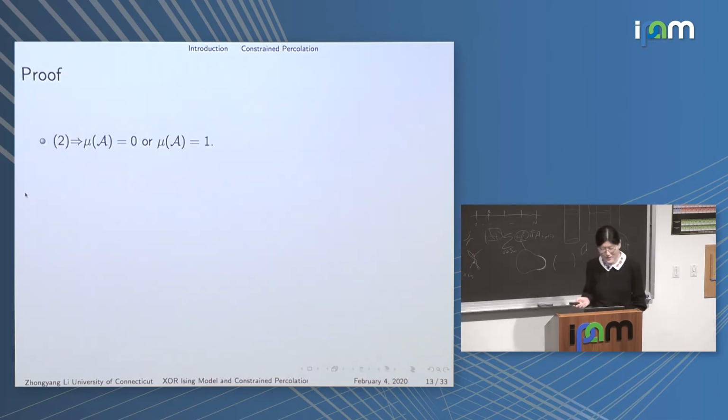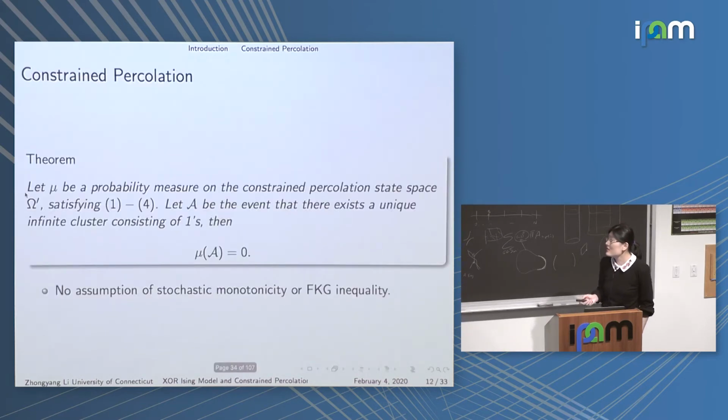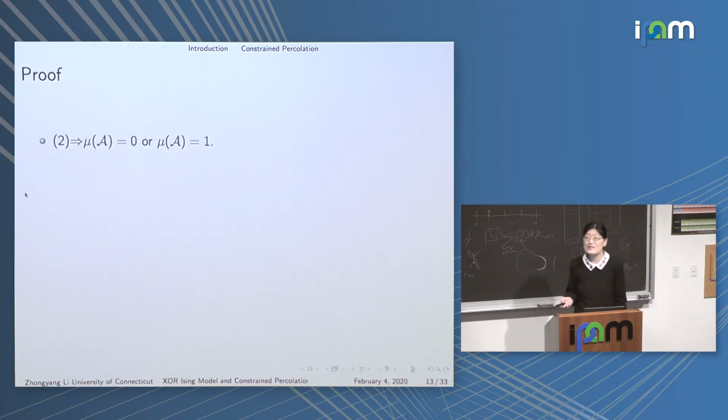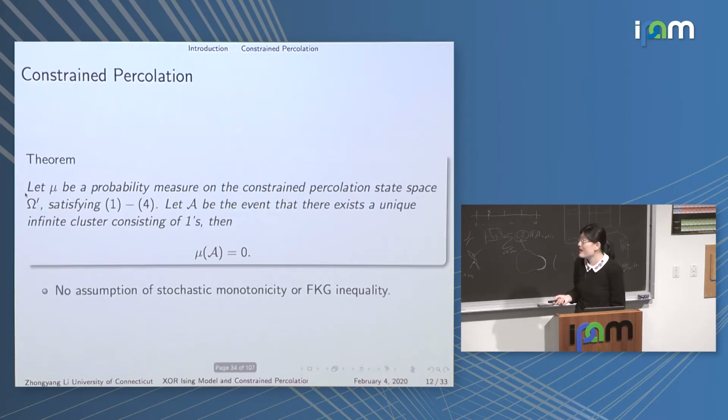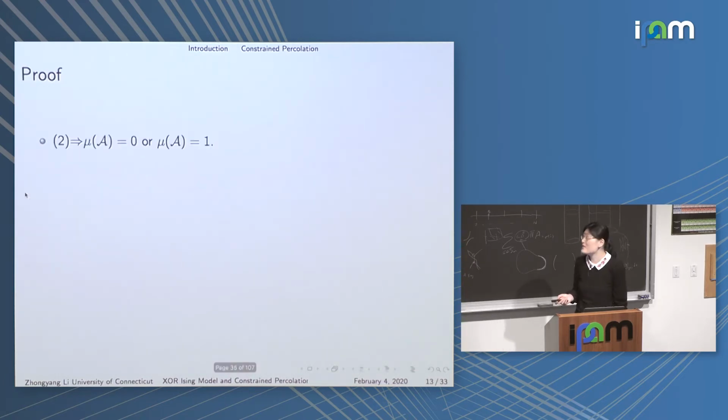So first of all, this is because of ergodicity. There exists a unique infinite cluster consisting of 1s, and we translate it by a group member in 2Z cross 2Z, and then there's still an infinite cluster consisting of 1s. So this is a translation invariant event. Therefore, by ergodicity, either this event has probability 0 or probability 1. Because we want to show this event has probability 0, we want to exclude the case that it has probability 1. What we're going to do is assume that it has probability 1, and then obtain a contradiction.